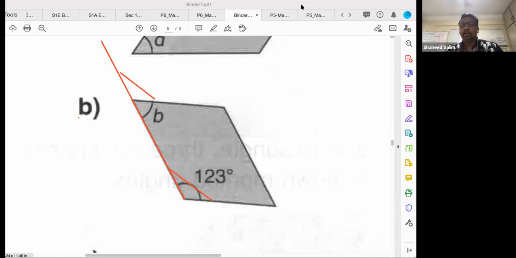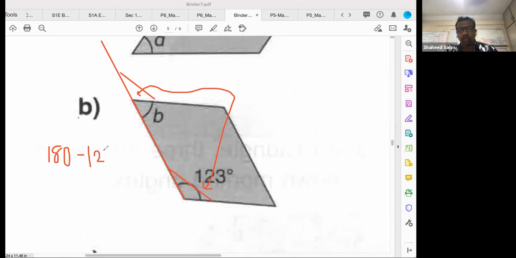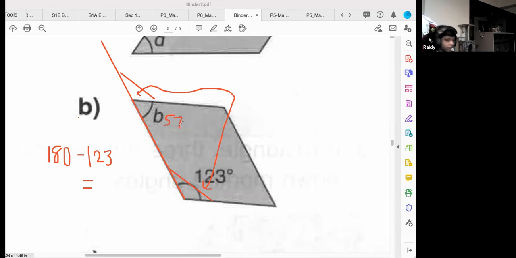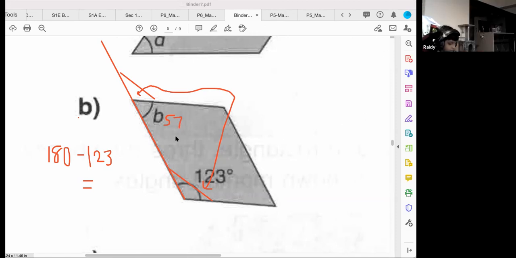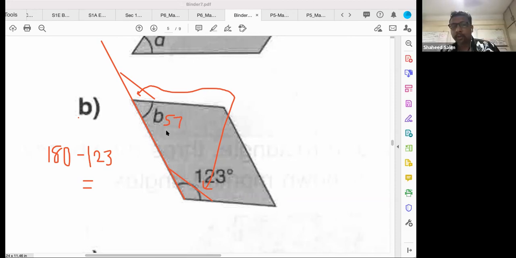Why? Because look at this, look at the angle. This angle is the same as this angle. So these two add up to 180 degrees. So B plus 1, 2, 3 is also 180 degrees. How to find B? 180 degrees minus 1, 2, 3. What do you get? You will get 56. Sorry, what do you say? 57. 57, right? Okay.